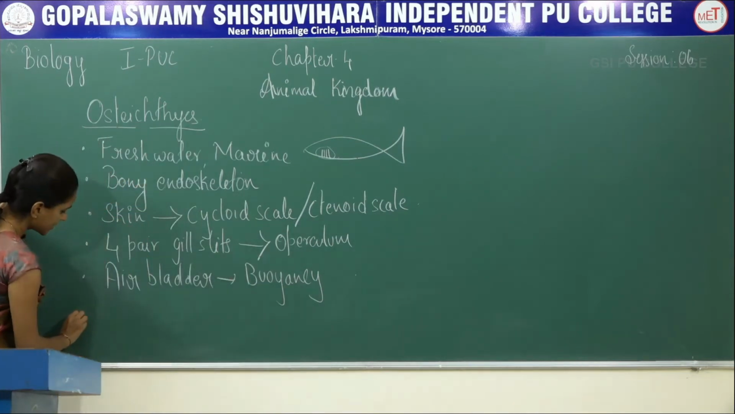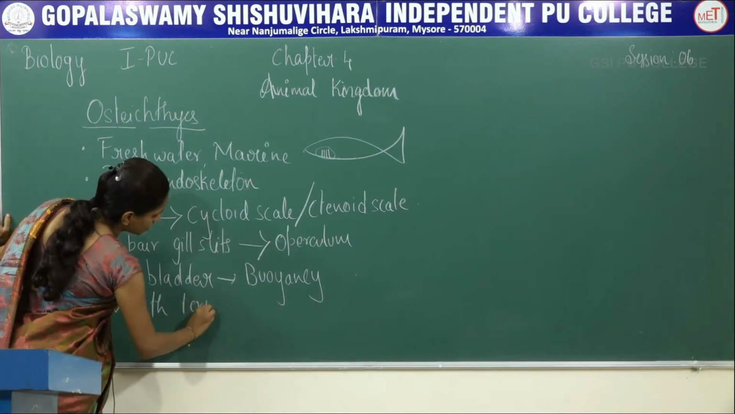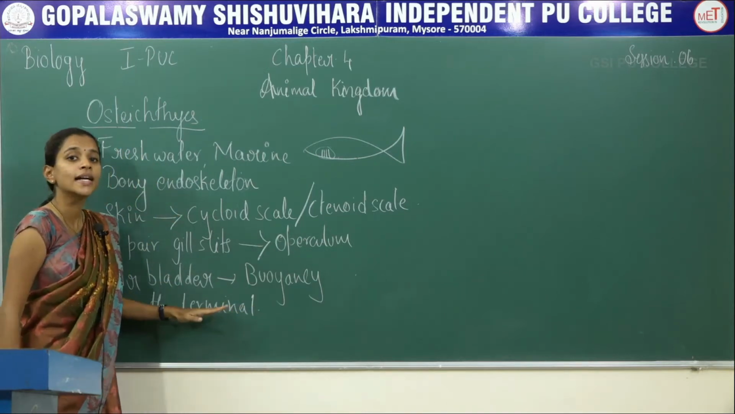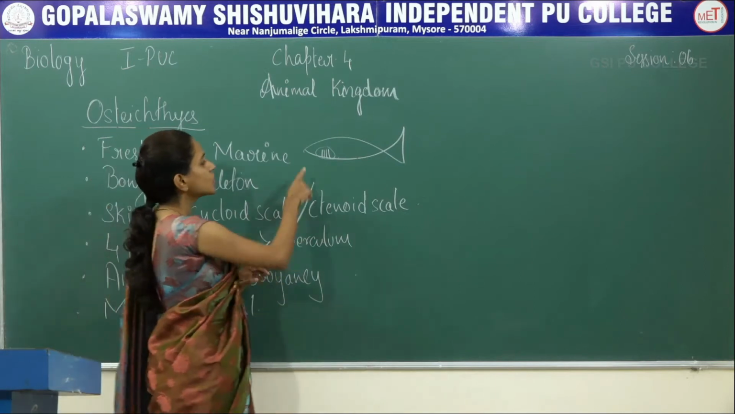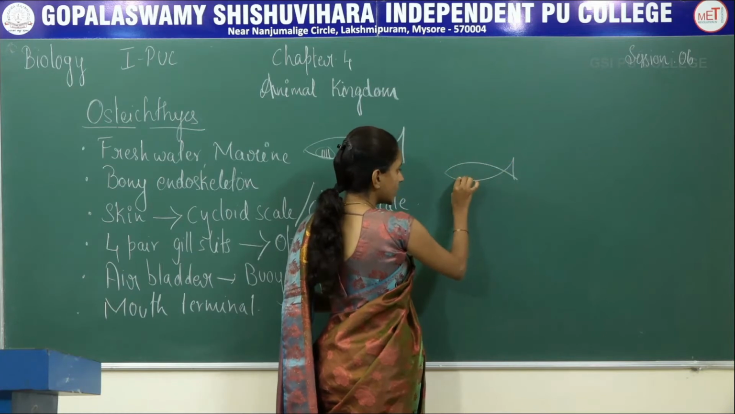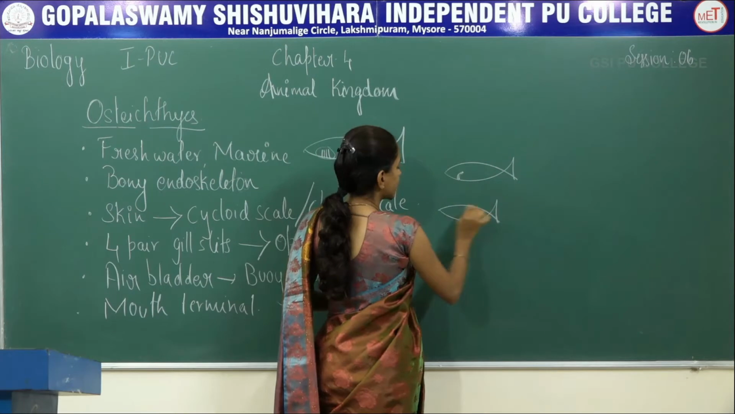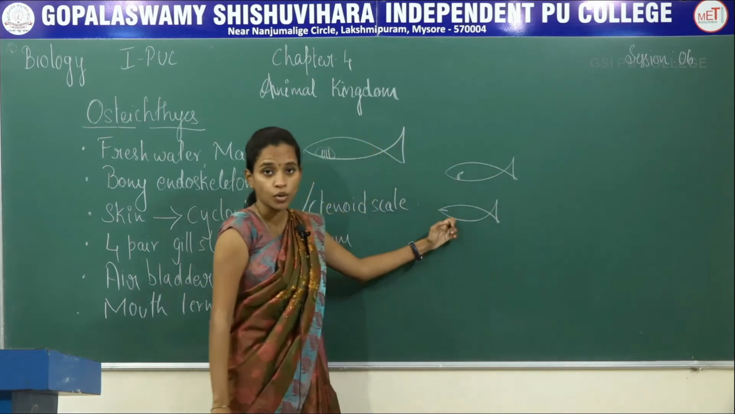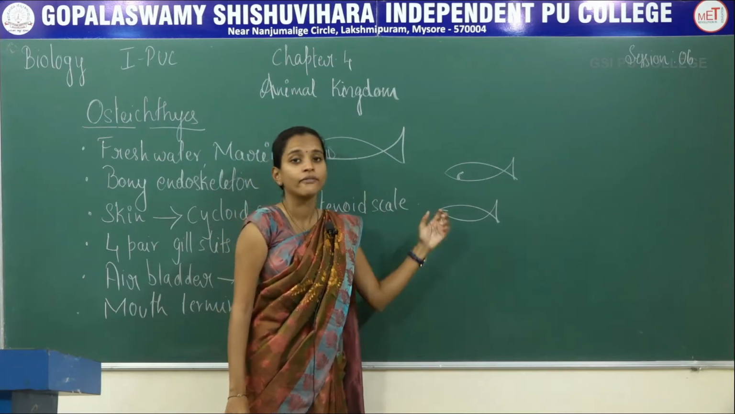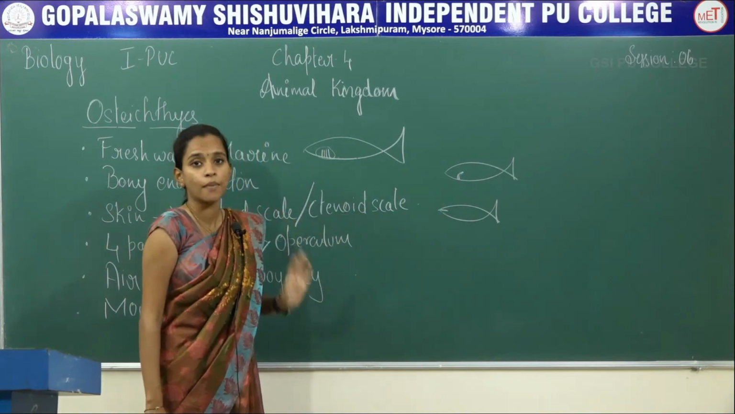Next character is mouth is terminal in position. So here mouth is terminal in position. If you see a fish, now for example if you see Chondrichthyes, I had told that they have a ventrally placed mouth, whereas when it comes to Osteichthyes, they have a terminal mouth which is present at the tip. So in Chondrichthyes they have ventral mouth, whereas in Osteichthyes these have a terminally placed mouth.